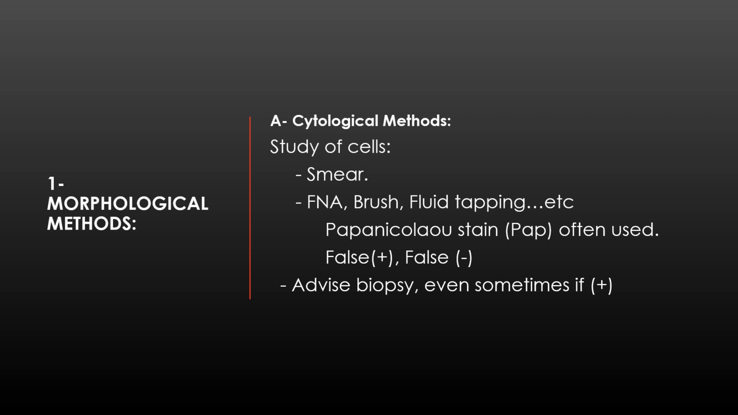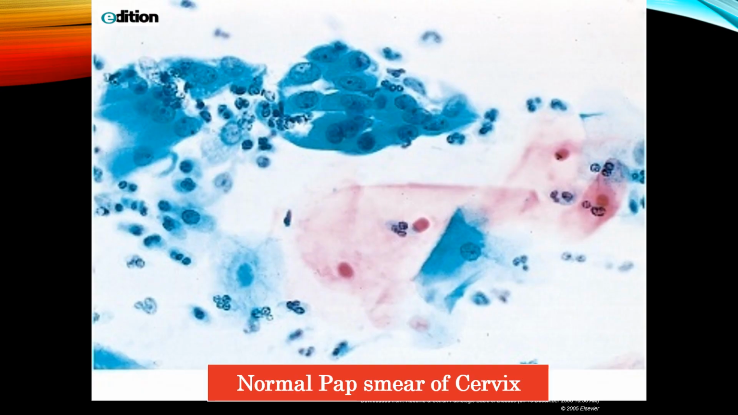We can ask for a more invasive method, or for biopsy, so we can see the whole tissue, not only the cells. And even sometimes, if the cytology is positive, we ask for biopsy in order to confirm the diagnosis. So this is the morphology that we see in a pap smear of the cervix. You know, in our part of the world, or in every part of the world now, they use the pap smear or the cervical smear for screening for cervical cancer.